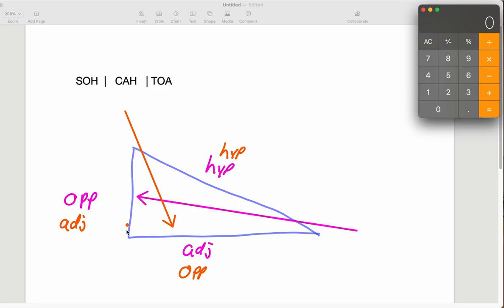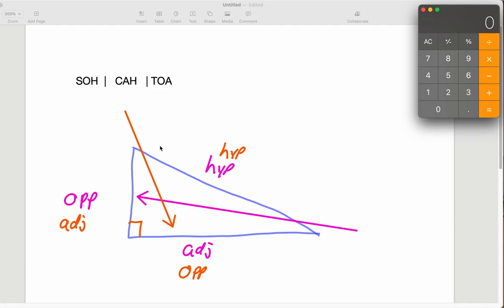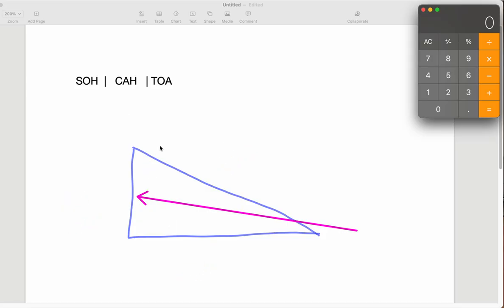We're never referencing the 90-degree angle, because that's 90 degrees and we don't have to do anything with that. Whichever angle you're looking for, or whichever angle you happen to have, that's what we base it off of. To use one of these formulas, you have to have two pieces of information.